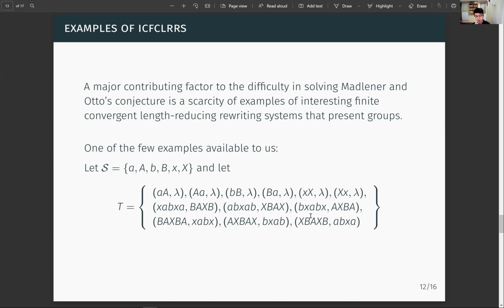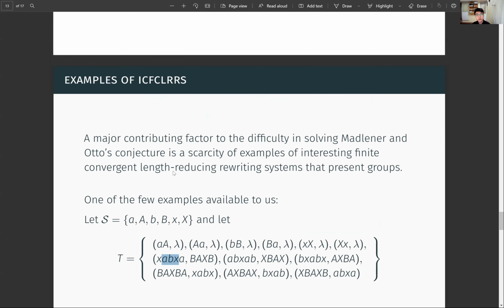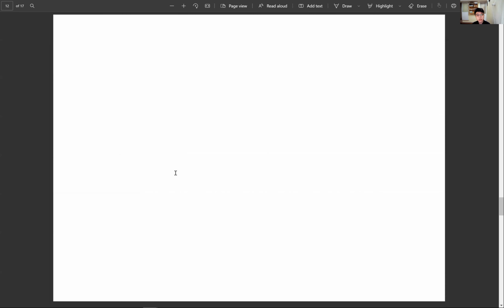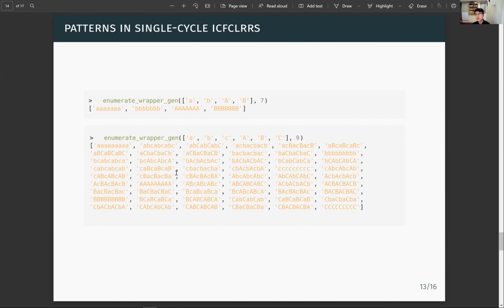This is also a single cycle writing system, and it is of the form where you have ABX repeated 3 times as the seed word. When we were experimenting with our routines, we wanted to find all the writing systems that have alphabets of size 2 and 3 with seed words of length 7, 9, 11, and so on.